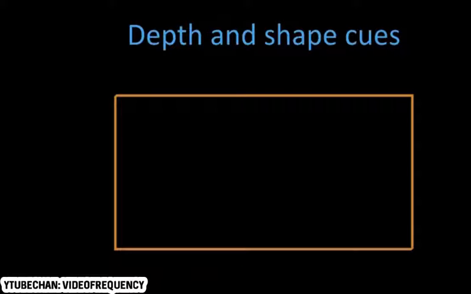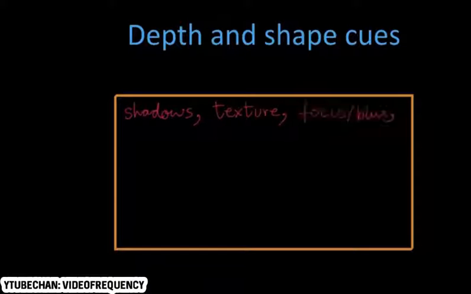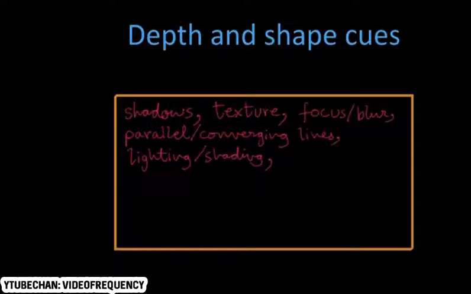Some depth and shape cues I could think of are shadows, texture, focus or blur, parallel or converging lines, lighting, shading, objects occluding each other, and size and scale of objects. So before we think about how we're going to do this in a machine, what about humans? How do humans see in 3D? And frankly, we can actually do this using just one eye, before we even get to two eyes, because we look at these different cues.